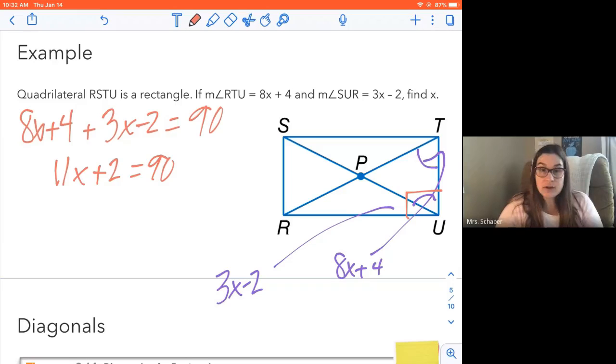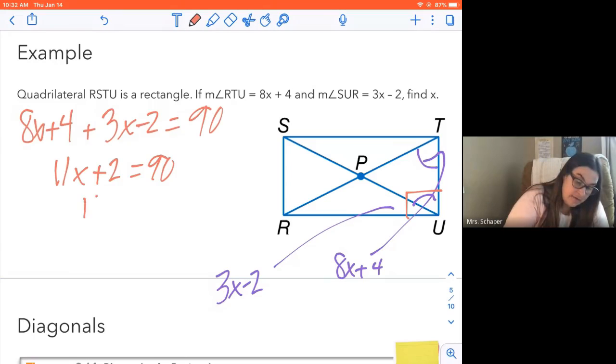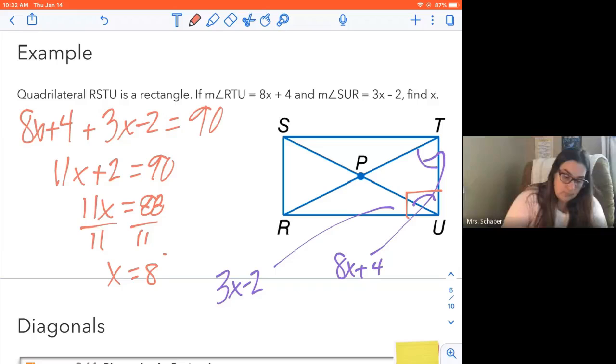Make sure I'm adding those correctly. Yep. And then we can say that 11x equals 88 because I'm going to subtract 2 from both sides. So x equals 8.